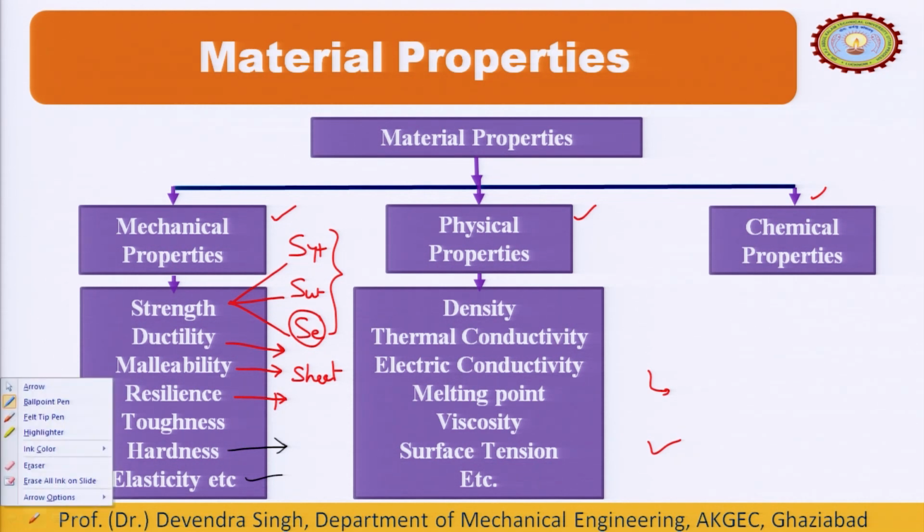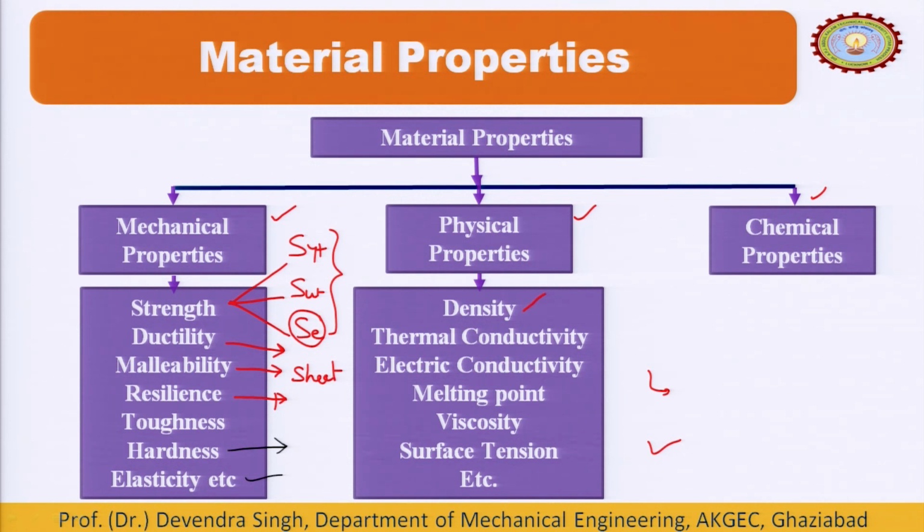Similarly, there are physical properties like density. We want to have transportable materials, so materials should have a low density, so that mass per unit volume should be low. So we will consider the density.